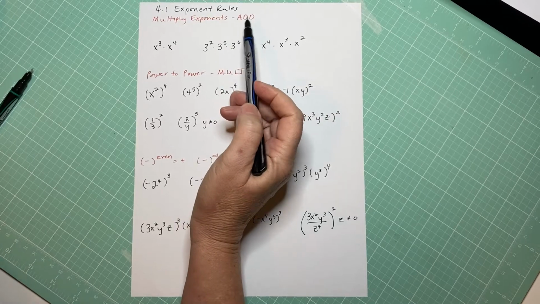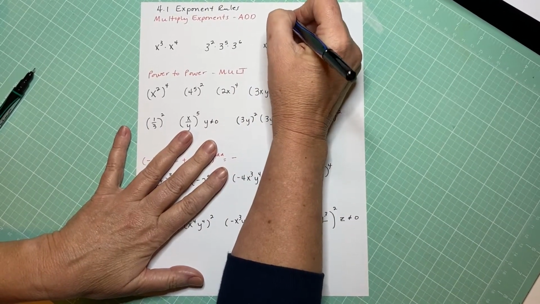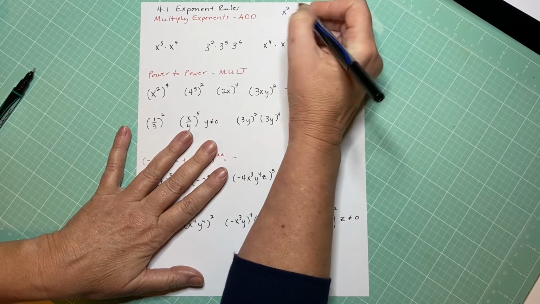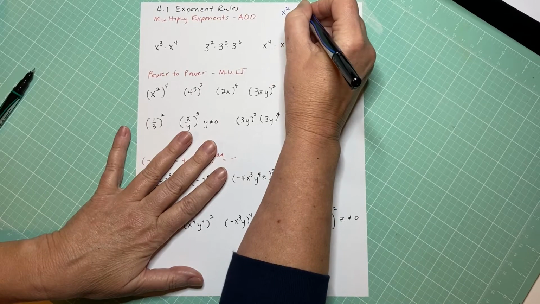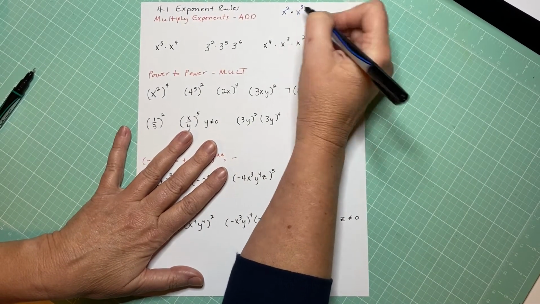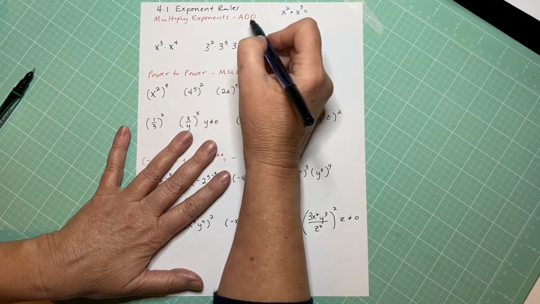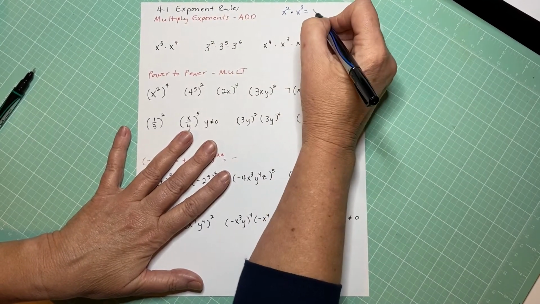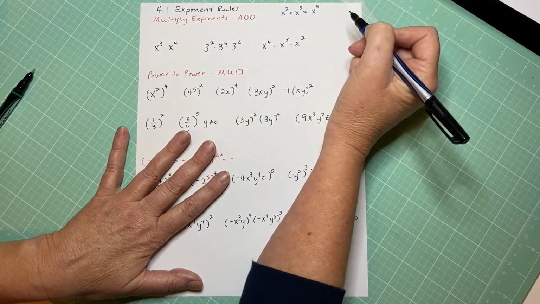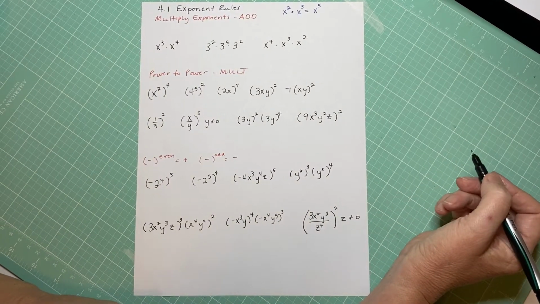you really add them. So what that means is if you have a problem like x to the second, that's an exponent of 2, times x to the third, the biggest mistake most people make is they want to multiply because that's multiplication. But for exponent rules, when you multiply exponents, you really add them. So the real answer is x to the 2 plus 3, which is 5. So when you multiply exponents, you really just add the 2 exponents.